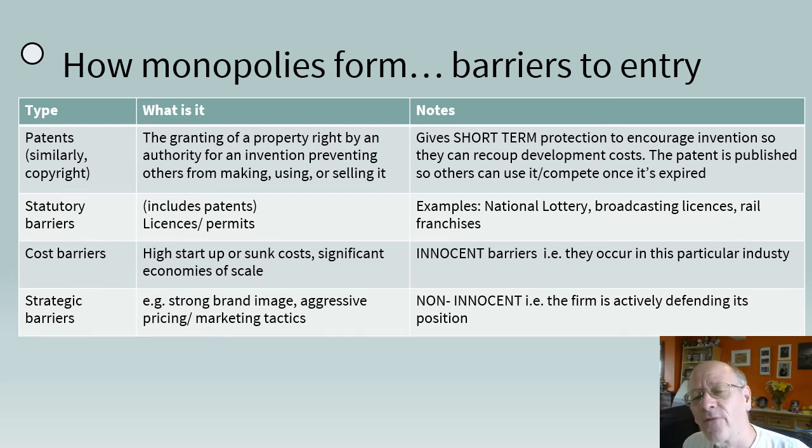At the other end, firms can put up strategic barriers to keep others out. One would be a strong brand image. You'll know the colours associated with Coca-Cola. That creates a tremendous barrier for others to try to push through, because they will have to spend money on marketing to try to overcome that.